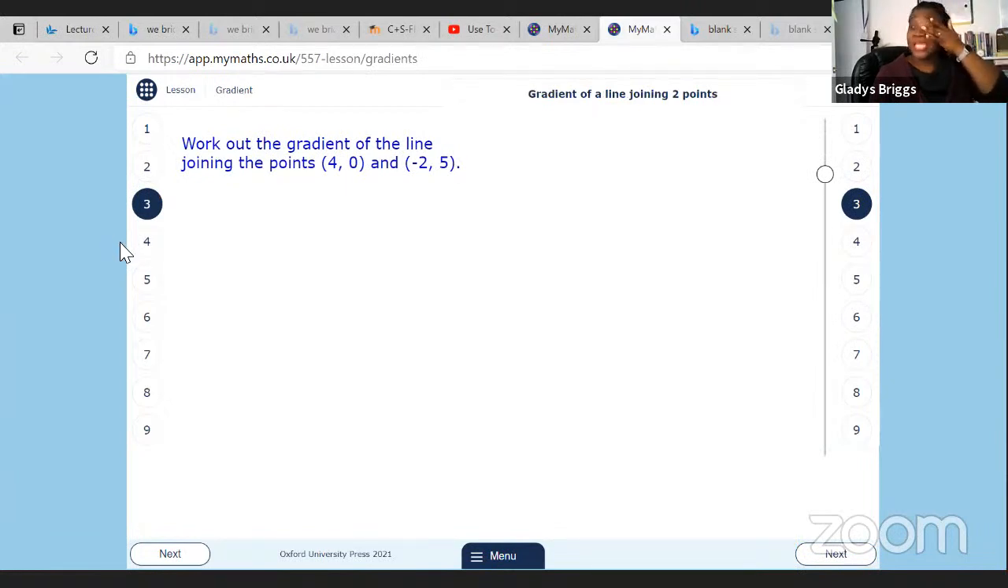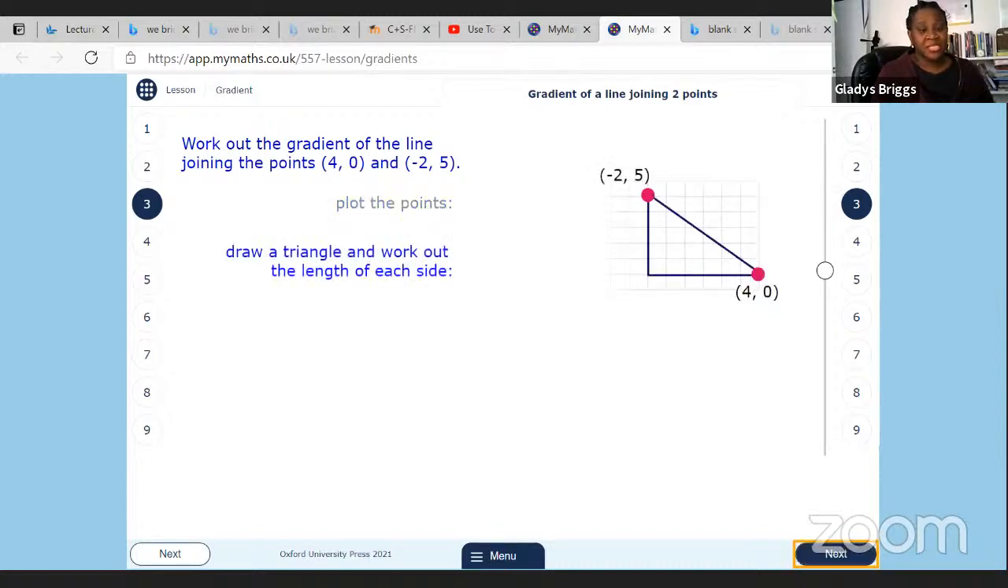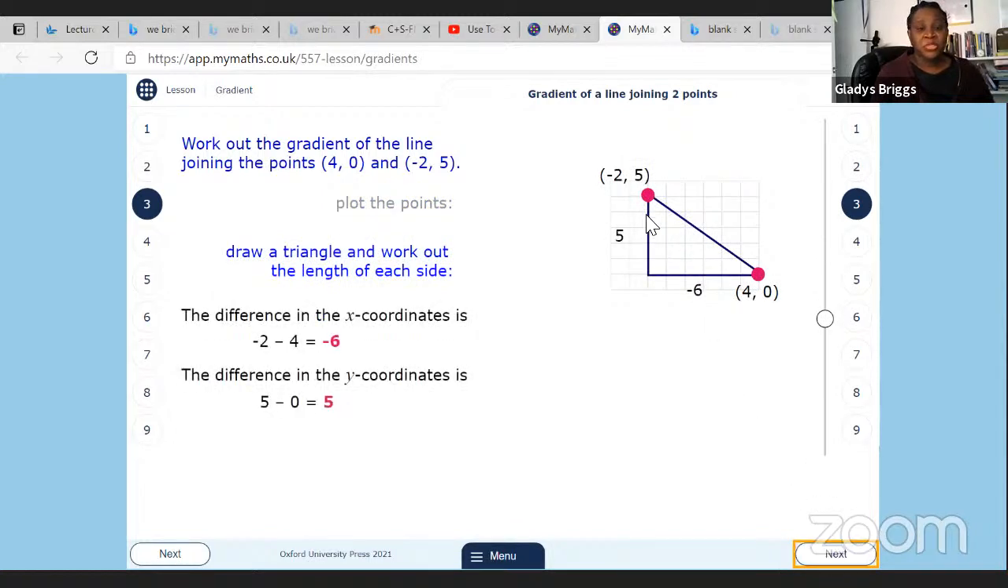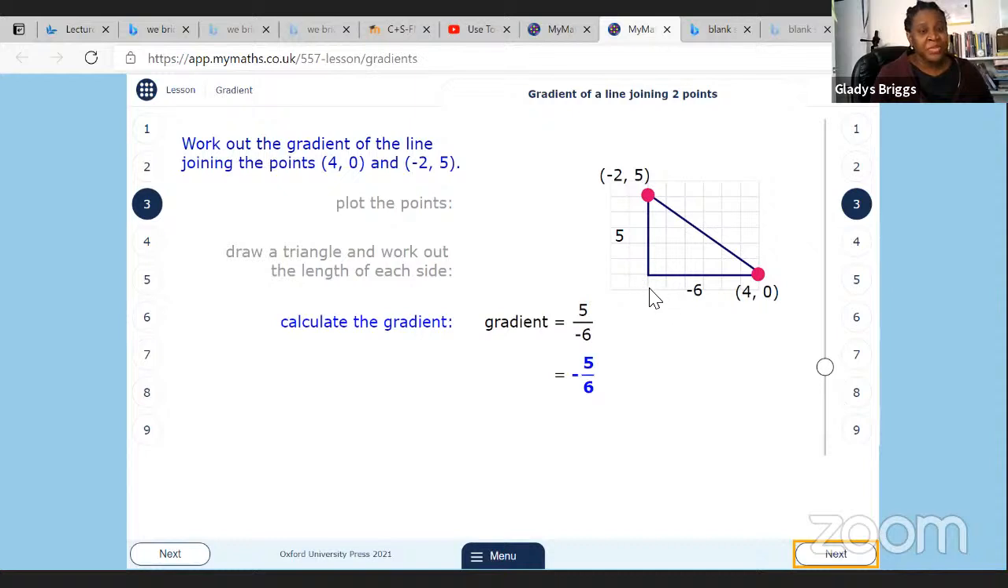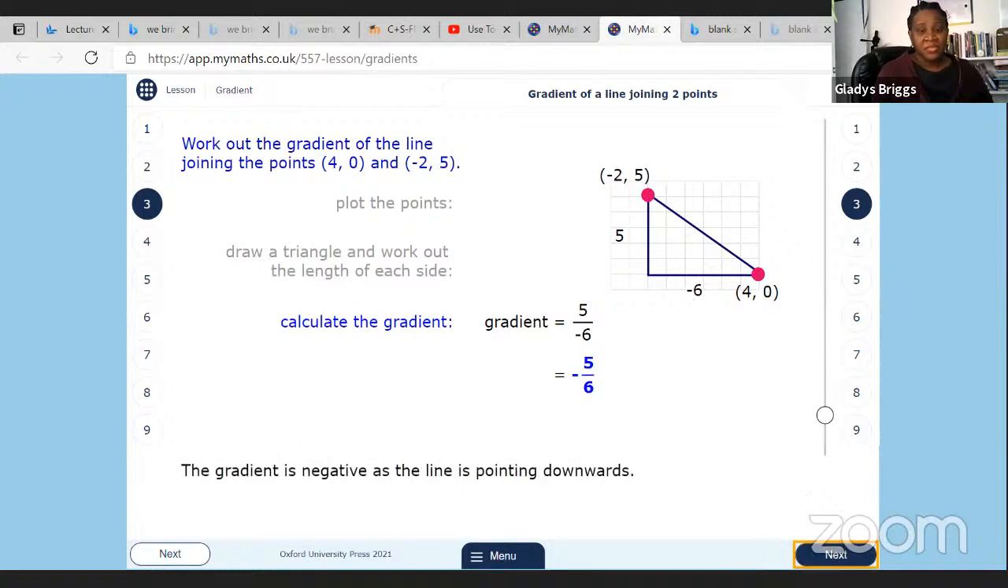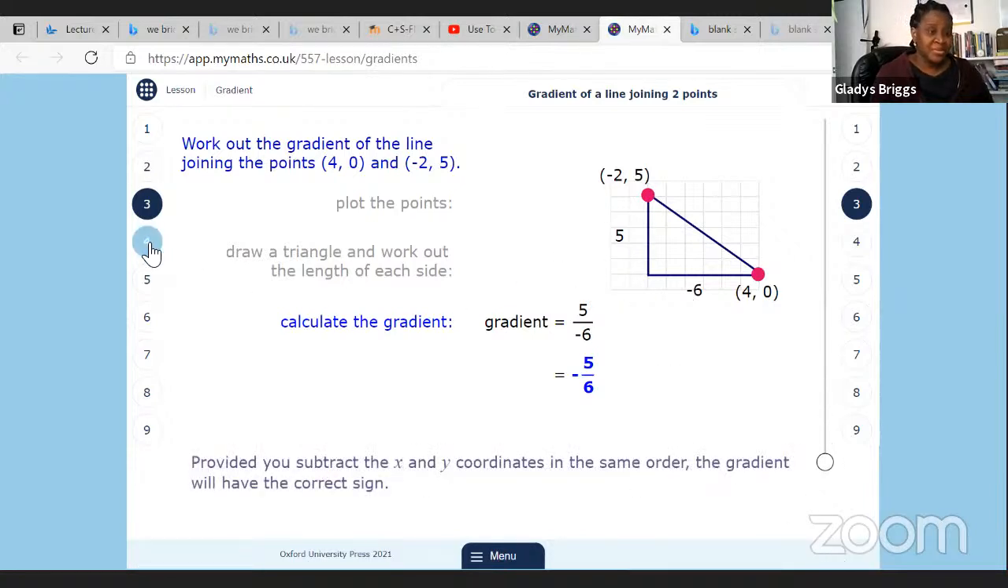Okay, let's say you have a straight line and you want to calculate the gradient. You have a line with those 2 points on it. Maybe you draw a triangle. This was how we did it in secondary school, or you do it in physics. You draw a triangle and then you calculate the change in y over the change in x, 5 over -6. So that's how you calculated the gradients before.